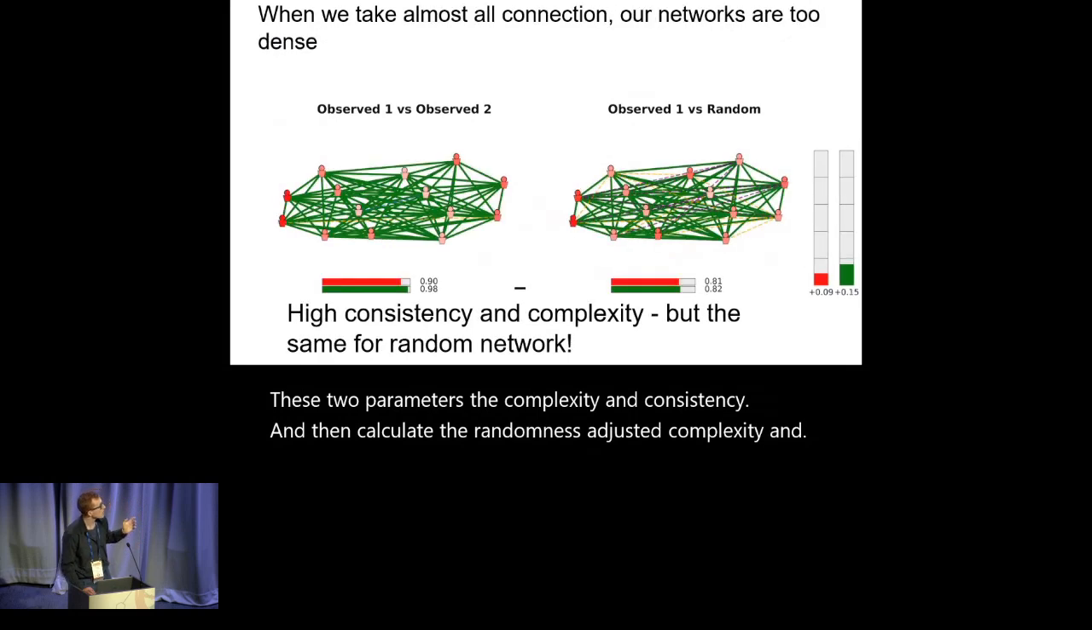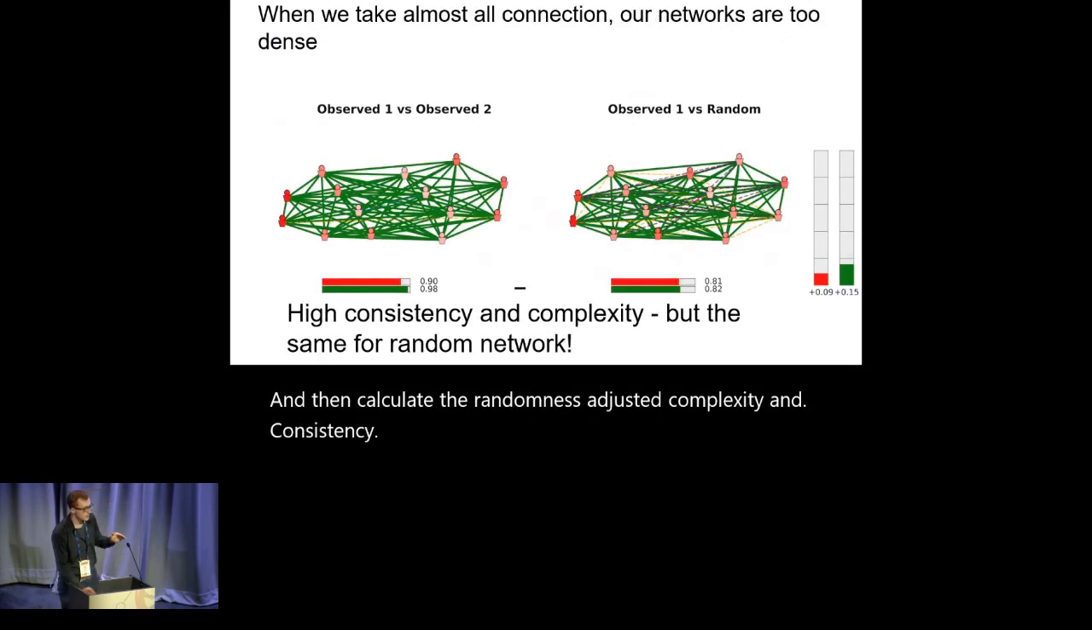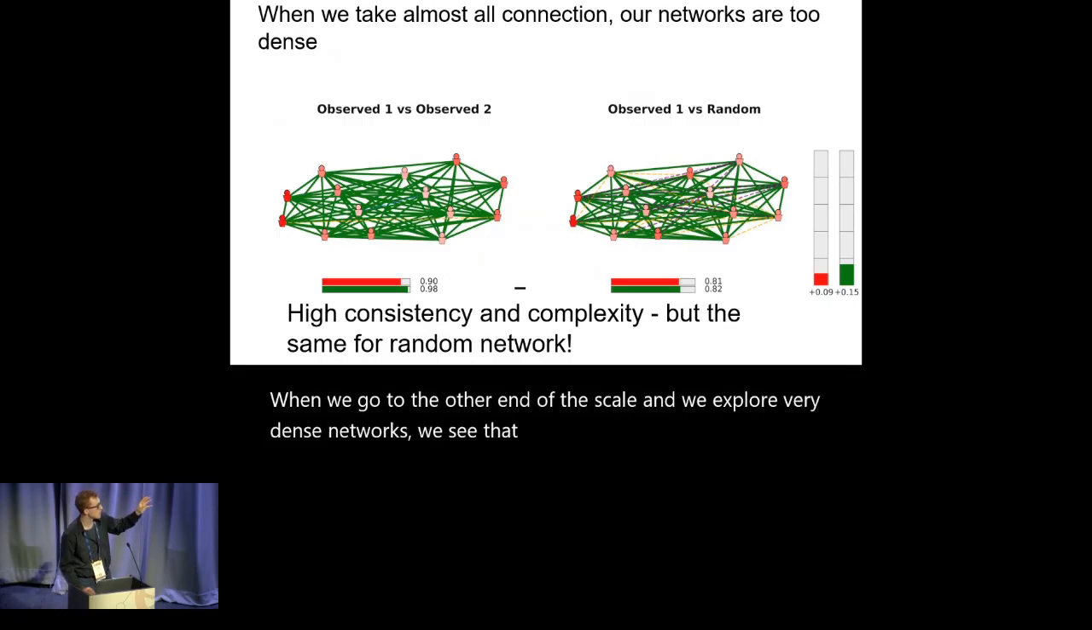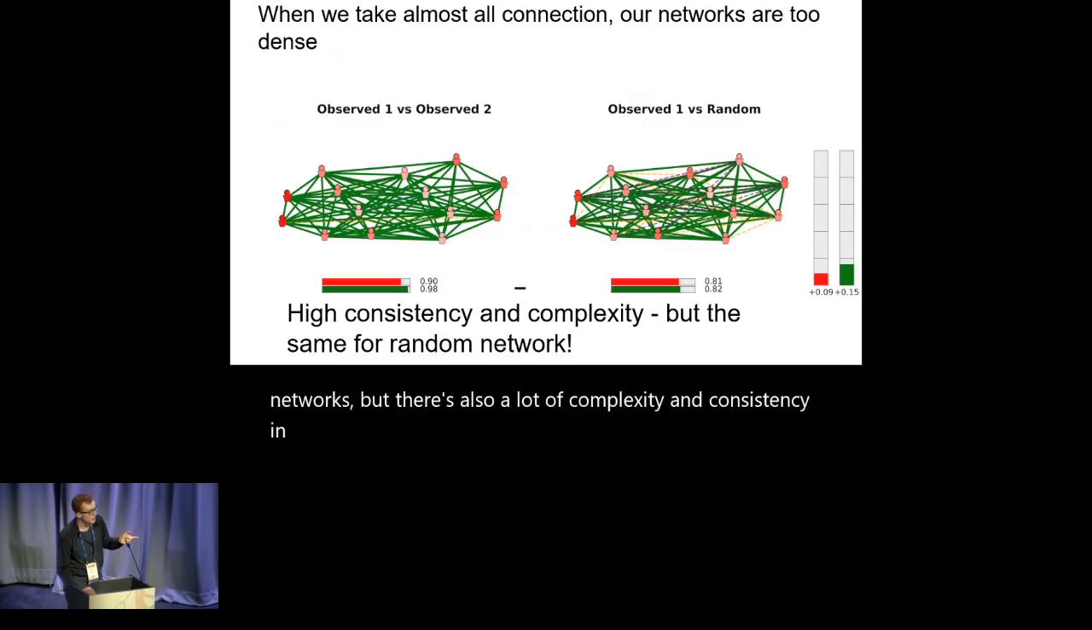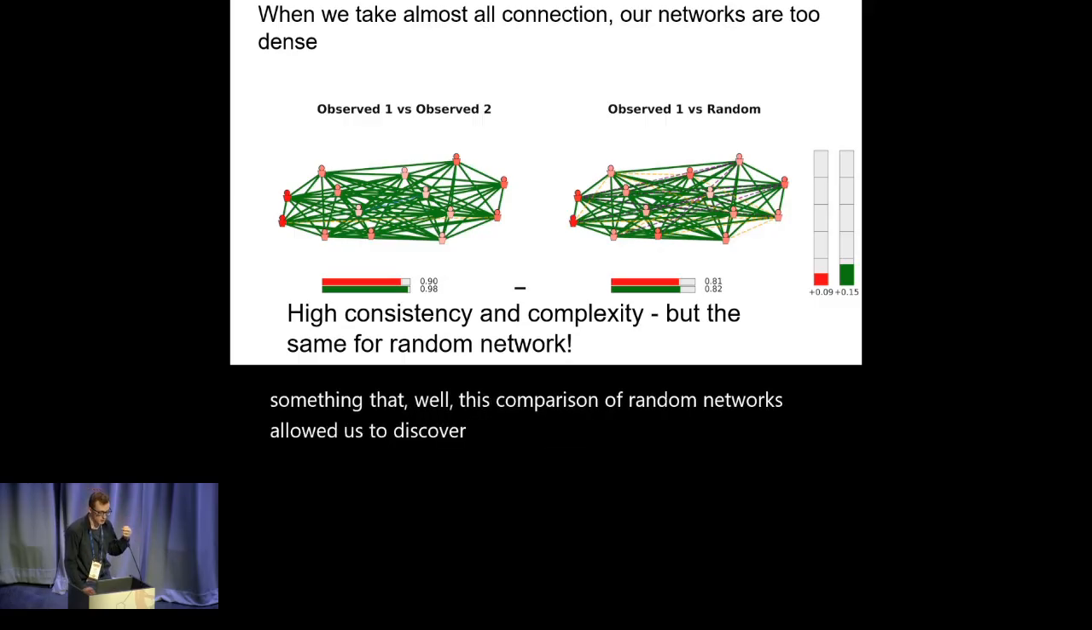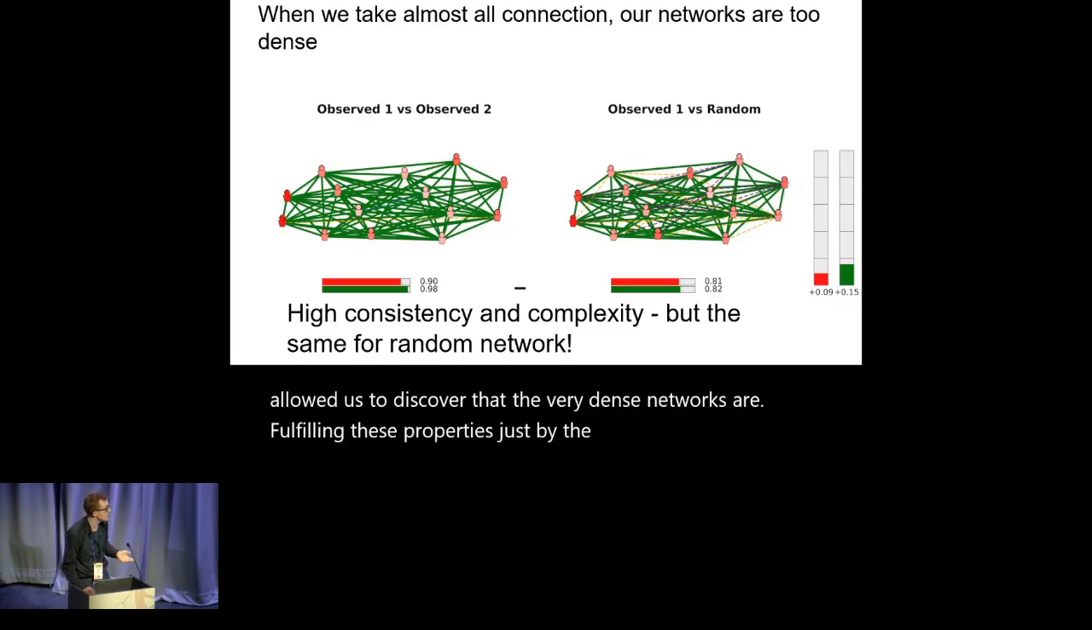When we go to the other end of the scale and we explore very dense networks, we see that there is a lot of consistency and there's a lot of complexity in the observed networks. But there's also a lot of complexity and consistency in the comparison with the random networks. So this comparison with random networks allowed us to discover that the very dense networks are fulfilling these properties just by the virtue of being very dense.